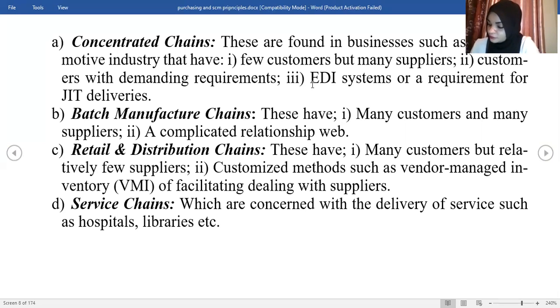Then we have customized methods such as vendor managed inventory, which facilitates how they deal with their suppliers. So vendor managed inventory, this is a system that is used where suppliers can be given access to the system of an organization.